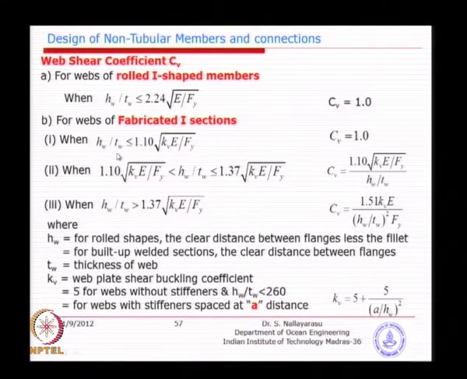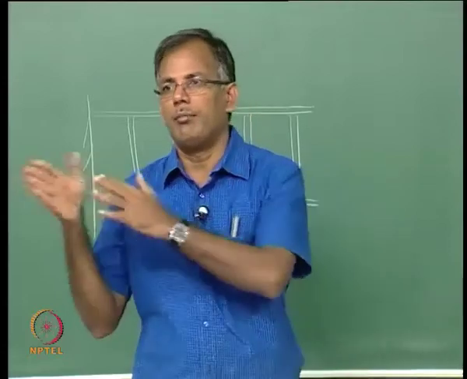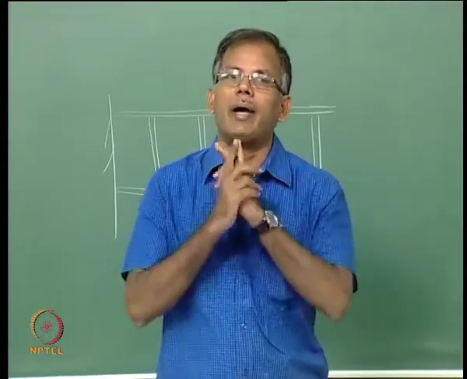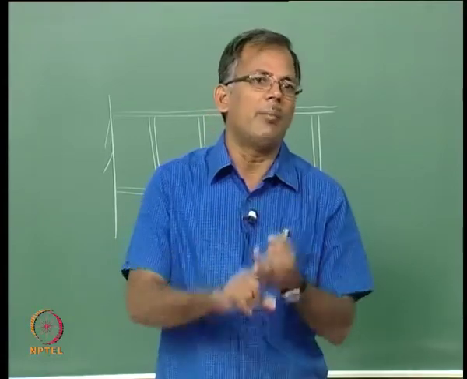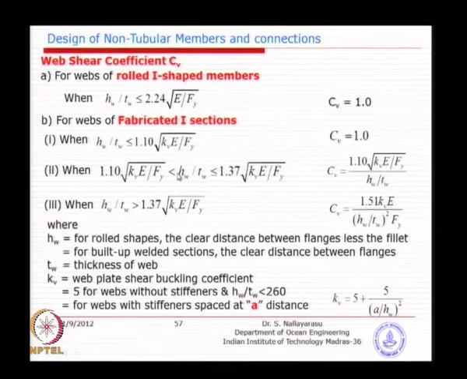So, if h/tw is less than 1.1 times this parameter, Cv is 1. That means it will be treated the same as the rolled shapes, because the rolled shapes, remember yesterday I was talking about all the rolled shapes from either American codes or Indian codes, they purposely made them as compact members with compact flanges and compact web. So, only in the fabricated girders do we try to manipulate the moment of inertia by simply making the web higher, and that is where the problem is.